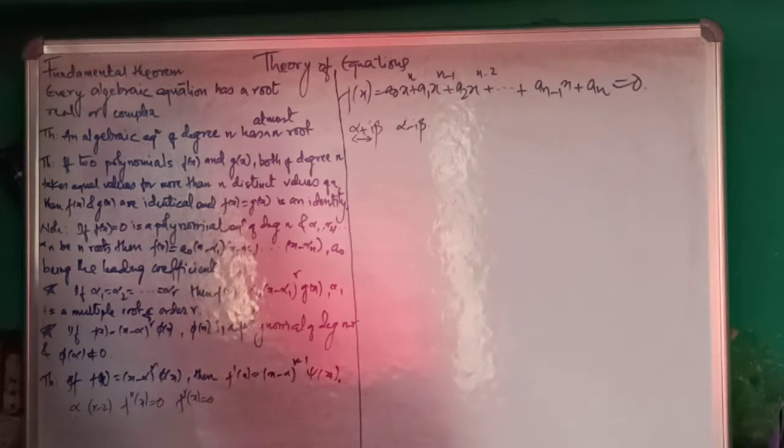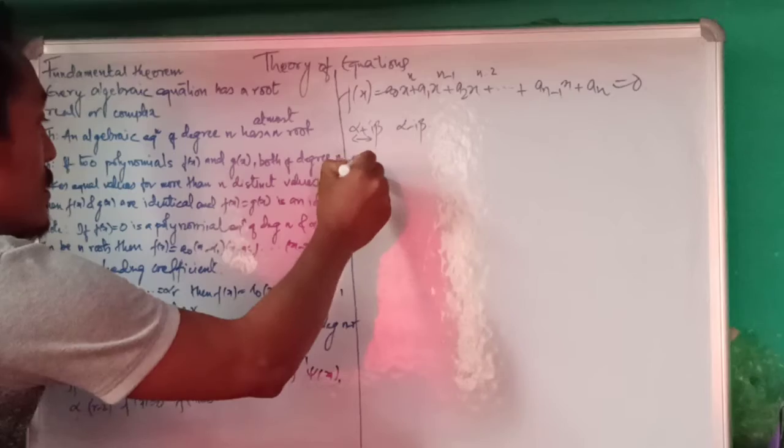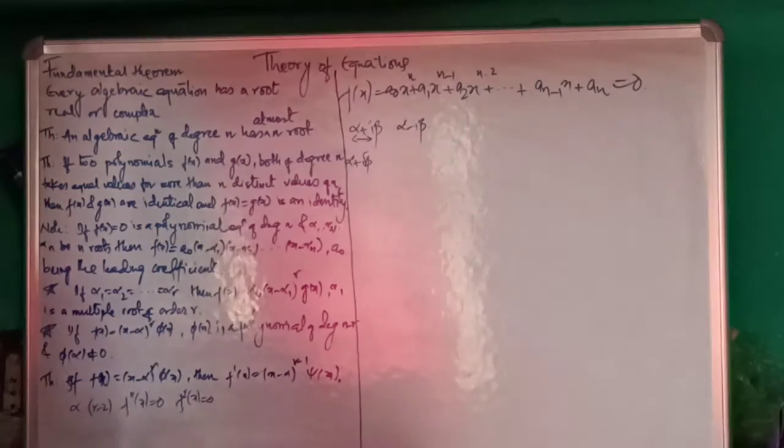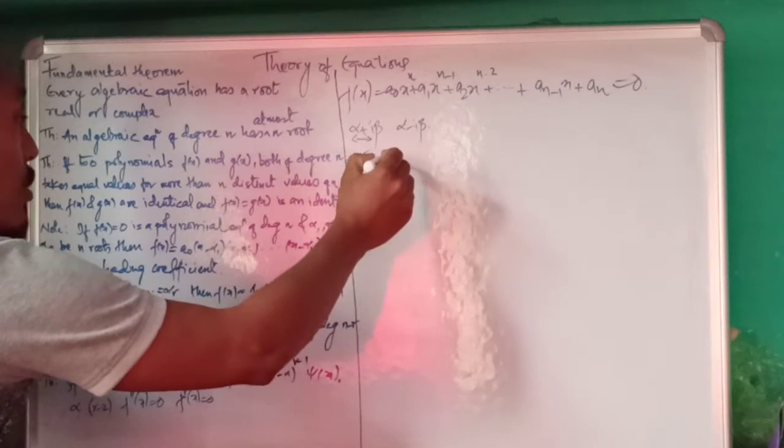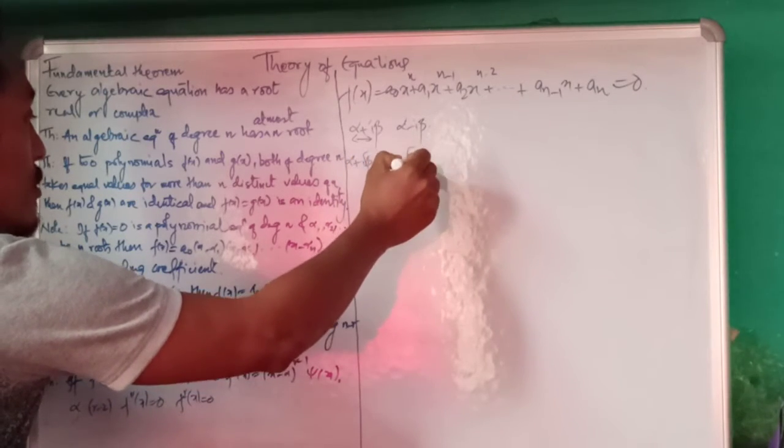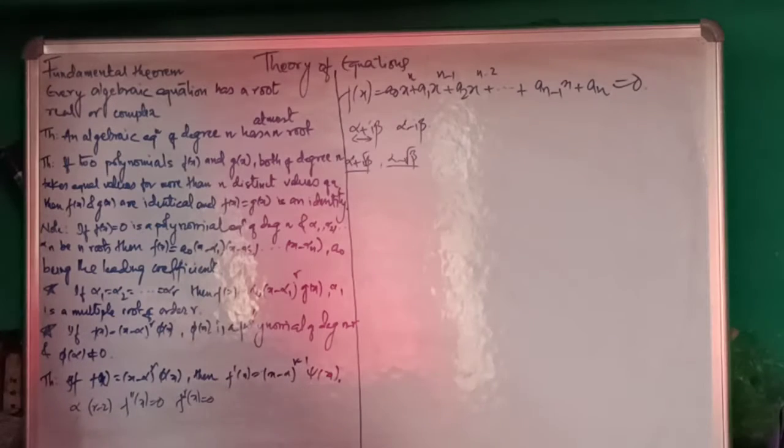You don't need the proof of all these things. Similarly, there are lots of examples; I will send them to you, and you just go through them. Similarly, the surds. You know surds: if alpha plus root beta is one root of the given equation with real coefficients, then alpha minus root beta is also another root of the given equation. That means surd roots also occur in conjugate pairs.